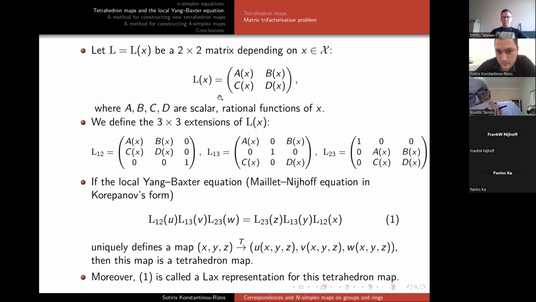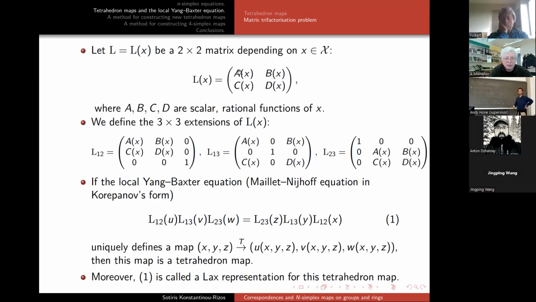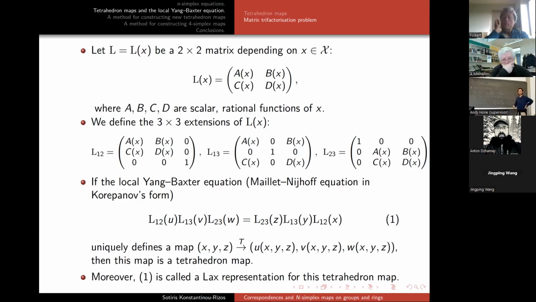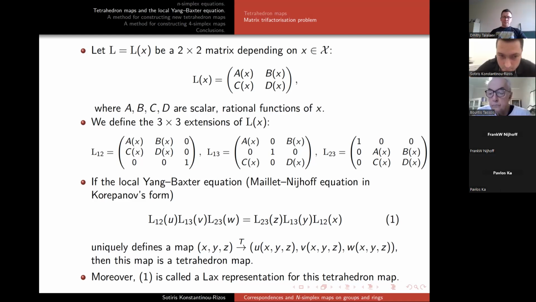For this talk, I will stick to scalar rational functions. However, Korepanov has considered matrix blocks for this. So A, B, C, D in general can be matrices, and you can refer to a work by Korepanov. For this 2x2 matrix, one can consider the 3x3 extensions or generalizations, whatever you prefer. So how do we consider this generalization? We introduce this notation.